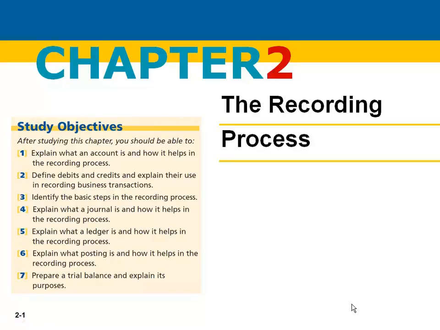In this session, we're looking at the slides for Chapter 2, the recording process. Important to the study objectives of this chapter is learning the meaning of debits and credits, the language of accounting, recording journal entries, formal journal entries in a set of books called the journal, transferring the information to another set of books called the ledger, and pulling off reports out of the ledger.